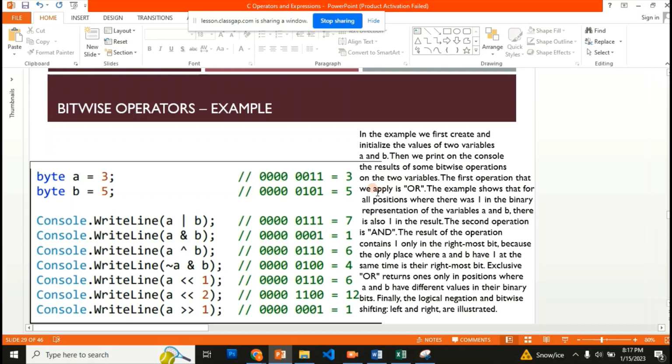The first operation that we apply is OR. The example shows that for all the positions where there was 1 in the binary representation of the variables A and B, there is also 1 in the result. The second operation is AND. The result of the operation contains 1 only in the rightmost bit, because the only place where A and B have 1 at the same time is their rightmost bit. Exclusive OR returns 1 only in the positions where A and B have different values in their binary bits. Finally, the logical negation and bitwise shifting left and right are illustrated. So now there is this tree.